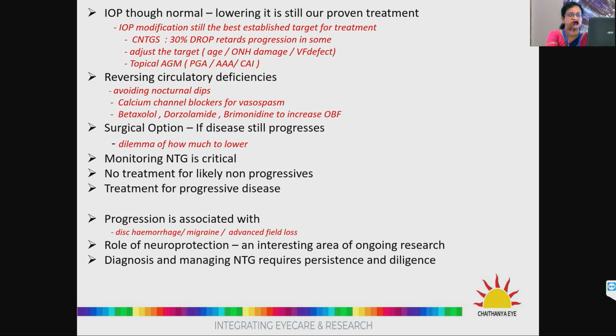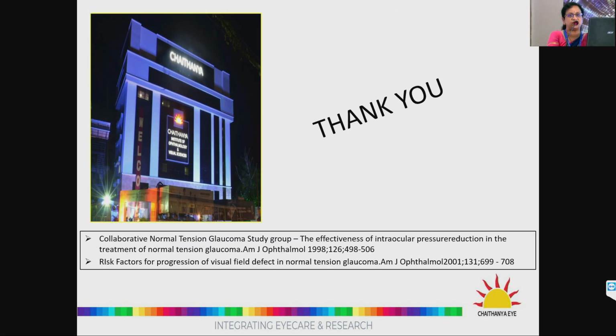But the dilemma remains how much lower a target IOP you need. Do not go beyond the episcleral venous pressure. Monitoring is crucial in NTG cases. Identify progressors. And neuroprotection is an interesting area of ongoing research. But mind you, diagnosing and managing NTG requires a lot of persistence and diligence, but we can have patients in the future with well-managed NTG and no progression in fields. Thank you for your patient hearing.